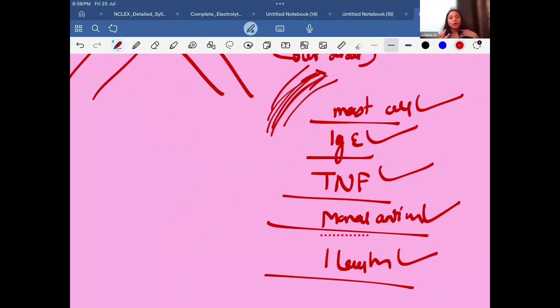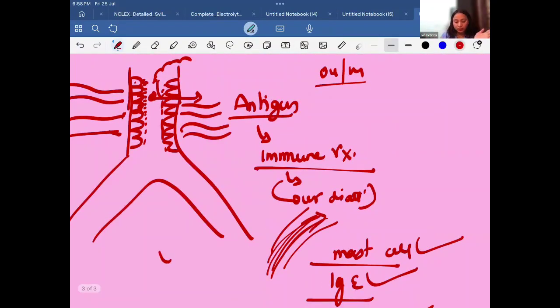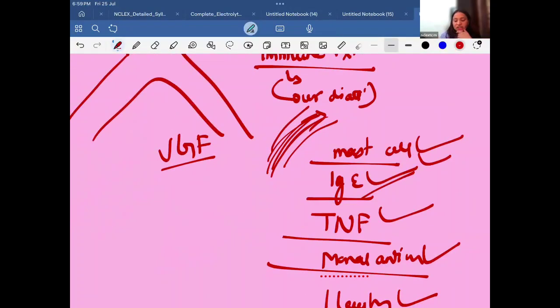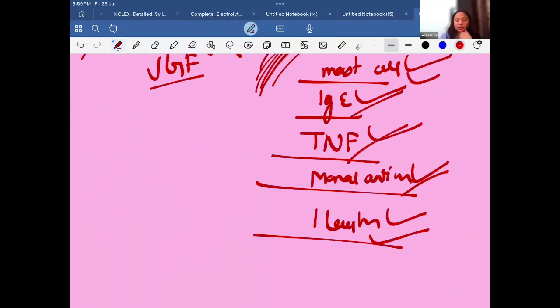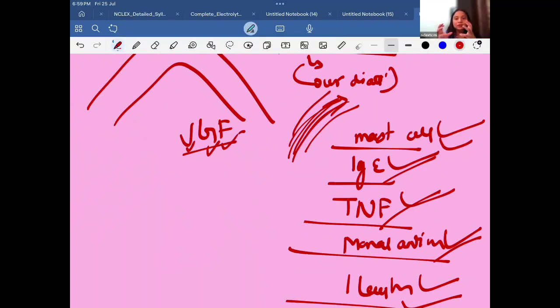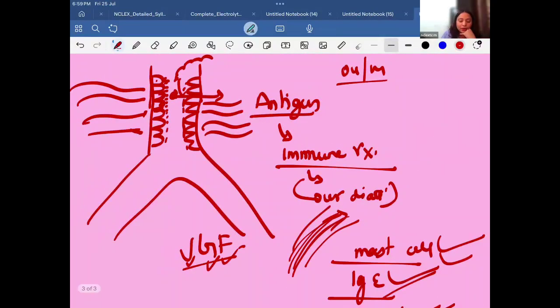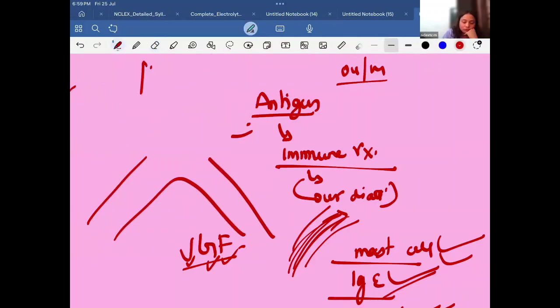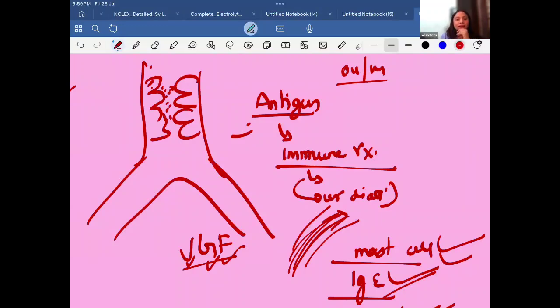Whenever an antigen is present in our body, we try to protect ourselves, so there is a massive vasodilation. There are also vascular growth factors. There is a massive influx of immune mediators: mast cells, IgE, tissue necrosis factor, monoclonal antibodies, interleukins, and growth factors. When these increase in number, there will be an overdilation of blood vessels and an increase in secretions, with vasoconstriction. Did you understand, or should I repeat this again?